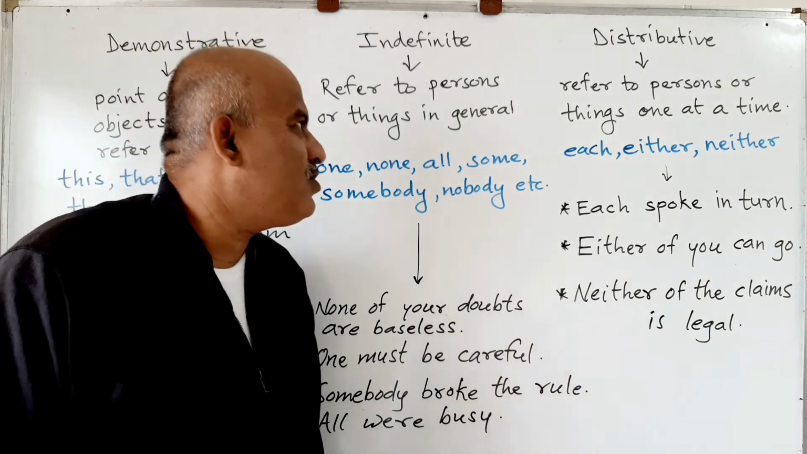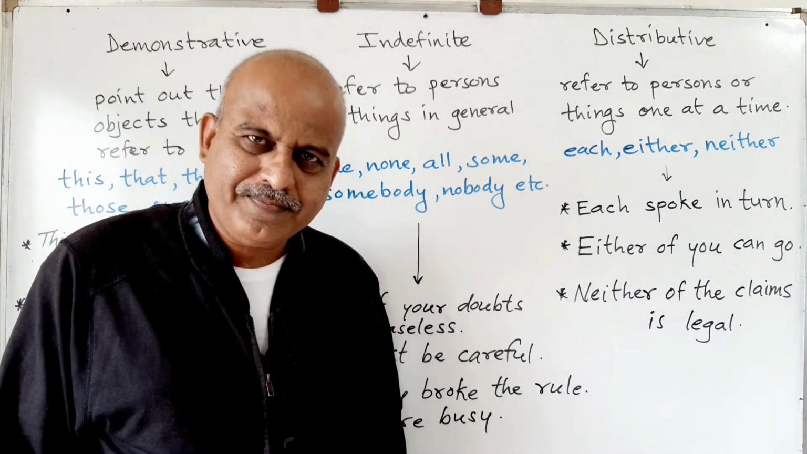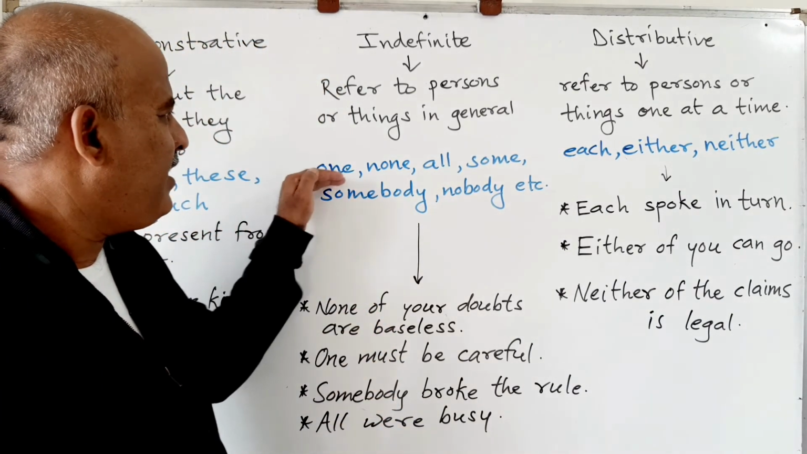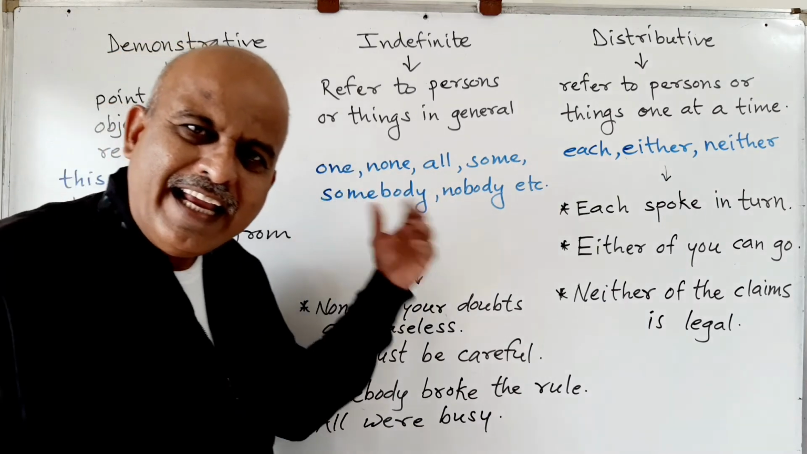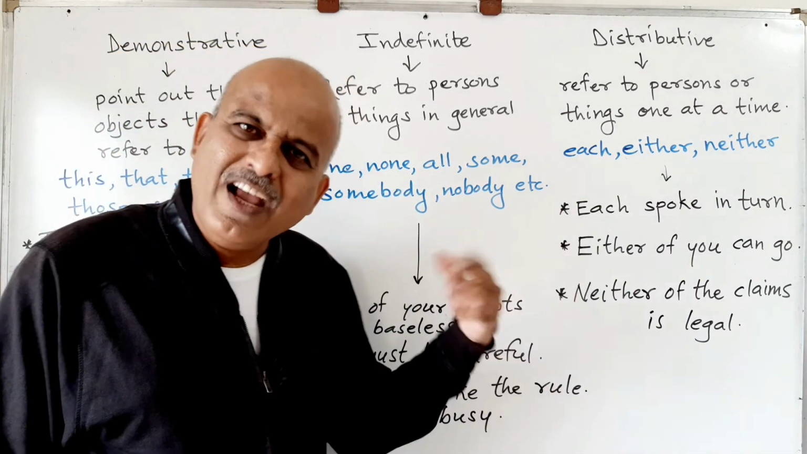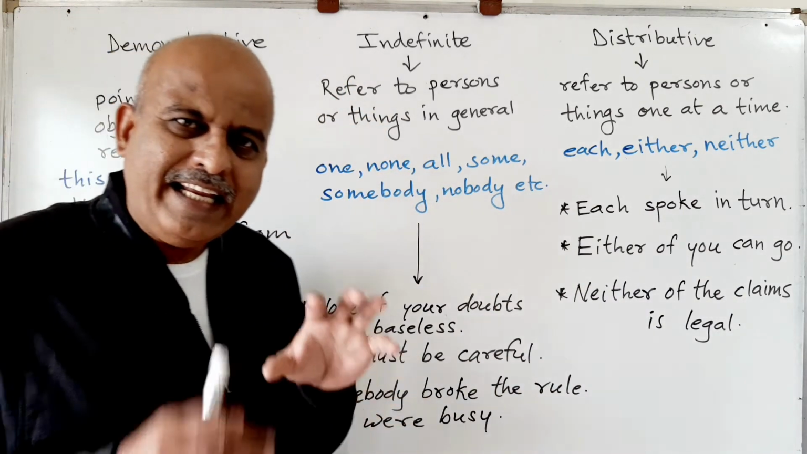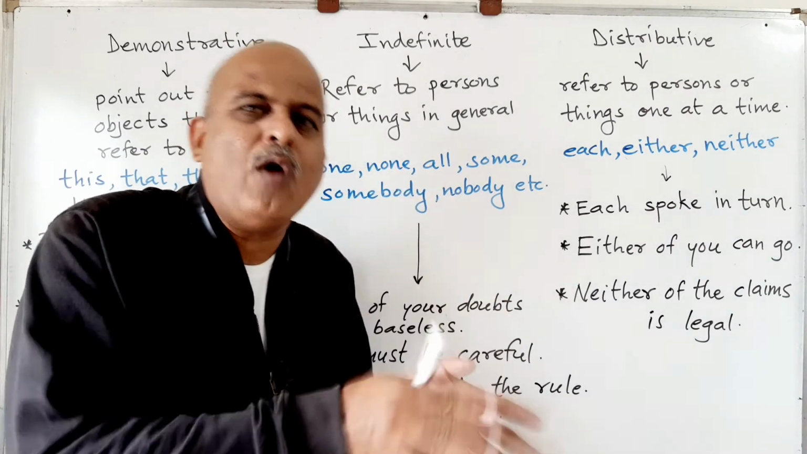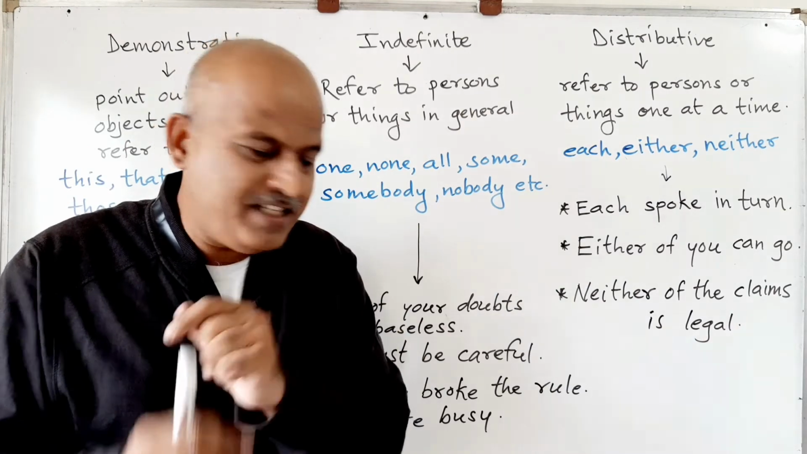Indefinite pronouns refer to persons or things in general, not in particular. One, none, all, some, somebody, nobody, everybody, anybody, someone, everyone. All these are indefinite pronouns. And if they come right before the noun they describe or point out, they become indefinite adjectives.